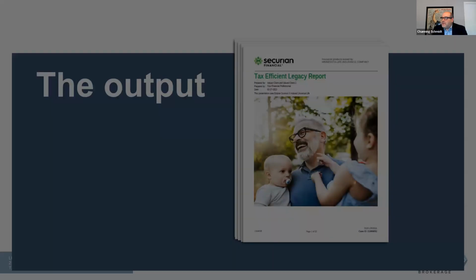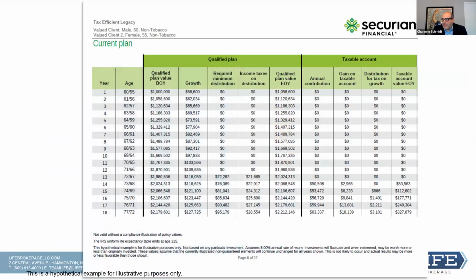And this is where we have a value client. He's a male 60, female 55. And you can see we have the qualified plan balances right there. The first thing, we have year, age, the qualified plan value at the beginning of the year. We're going to add some growth to that as well. These clients have not hit the time where they have to take that money out, the RMDs, so they're not going to take any money out. So there's not going to be any income taxes. You can see what the qualified plan is on the other side, and then we have the taxable account on the other side.